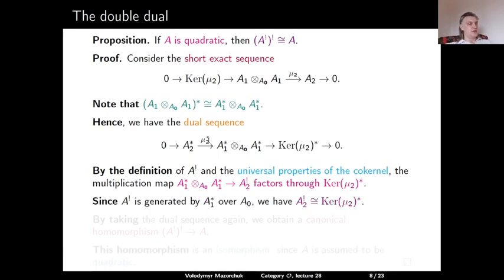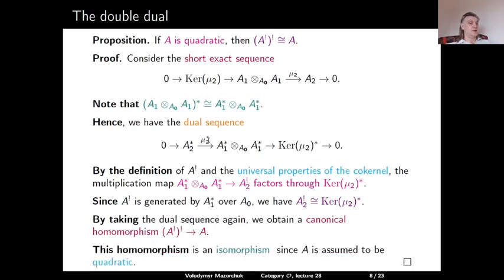And since the quadratic dual A shriek is generated by definition by A1 star over A0, we thus get that the degree 2 component of A shriek is just isomorphic to the kernel of mu2 dual. So if we take the dual sequence again, we obtain a canonical homomorphism from the double dual to A. And this homomorphism is an isomorphism since A is assumed to be a quadratic algebra. This justifies the name the quadratic dual of A.